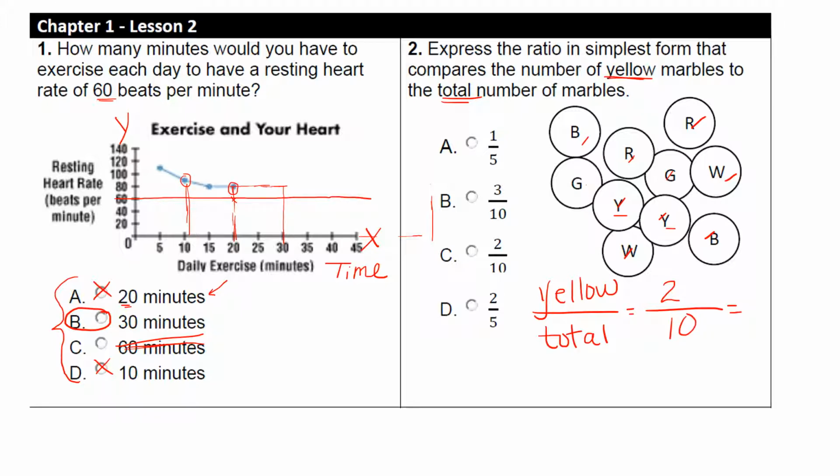Now, this answer is represented in our answer choices. However, remember that it's asking for it in simplest form. So you want to divide by 2, divide by 2, and you get 1/5. While 2/10 is correct, 1/5 is your better answer.